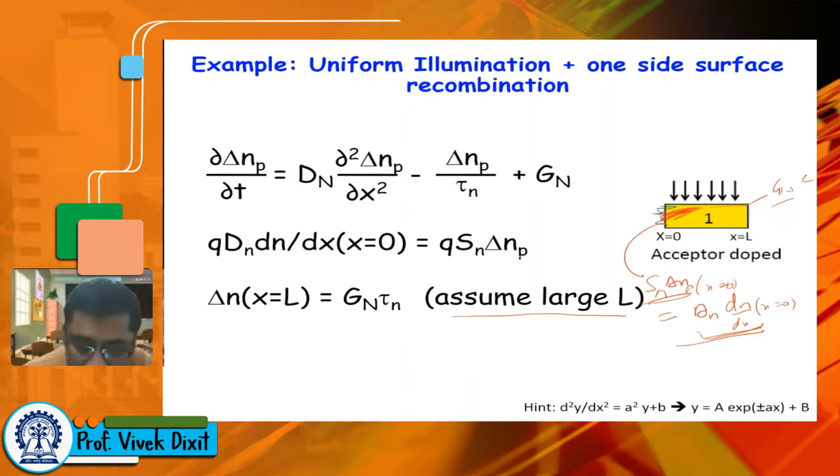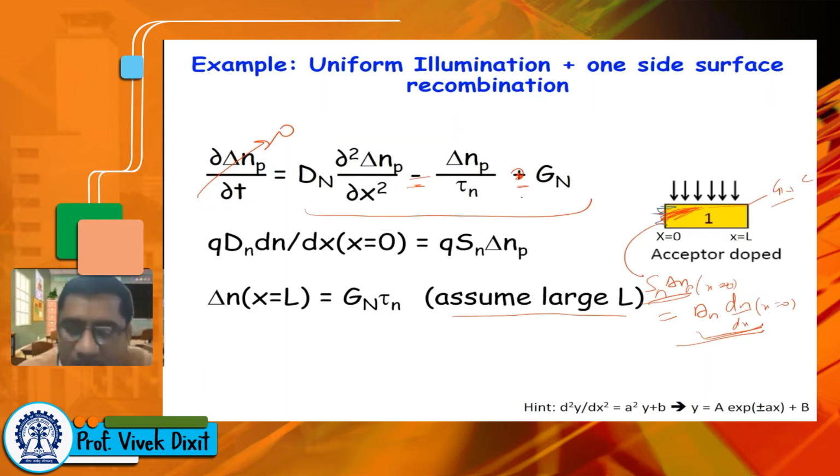So how do we solve this equation? In a steady state, dn by dt will be 0. So you have to solve basically this equation. Now in this equation, D times d2n by dx square is equal to minus something. If you take this and this becomes minus here, the double derivative is equal to delta n by tau plus g.